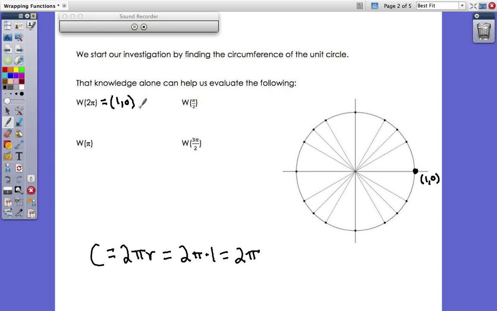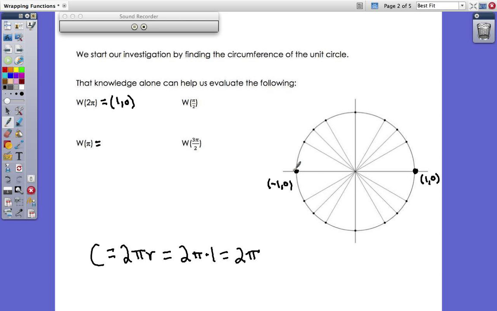That's easy enough. What if I asked a wrap of pi? Well, a wrap of pi won't take that little bug all the way around the circle, but it will take him halfway. So we can see that halfway around the circle is going to end up at this coordinate over here, and that's -1, 0.